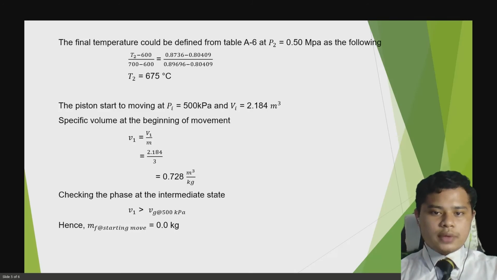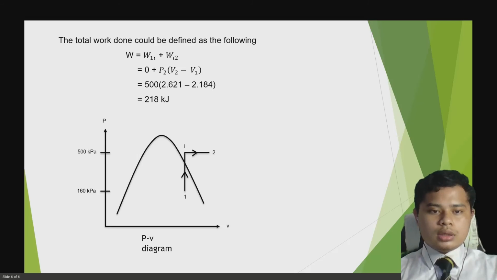So we will move to the final question, which is the total work done. The total work done could be defined as the following: total work is equal to work from the initial phase to the intermediate phase plus work from the intermediate phase to the final phase. So the work from initial to intermediate phase is equal to 0 because there is no change in the volume. The volume is constant, just a change in the pressure, so it is equal to 0. There is no work done in there.